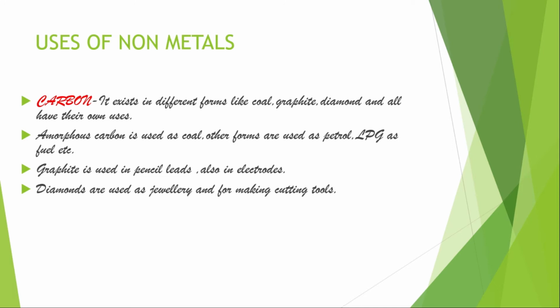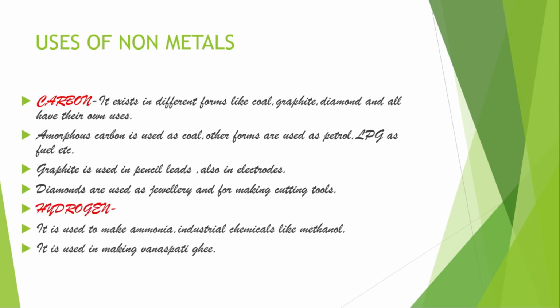And coal is one of them, and derivatives of them are petrol and the LPG gas that you use as fuel. Also we have graphite, which is used in pencil leads. Also it is used in electrodes, and as I told you in the beginning, graphite is a good conductor of heat and electricity. Diamonds are used in jewelry. You might be seeing your mothers, your sisters wear diamond jewelry, and also it is used for making tools.